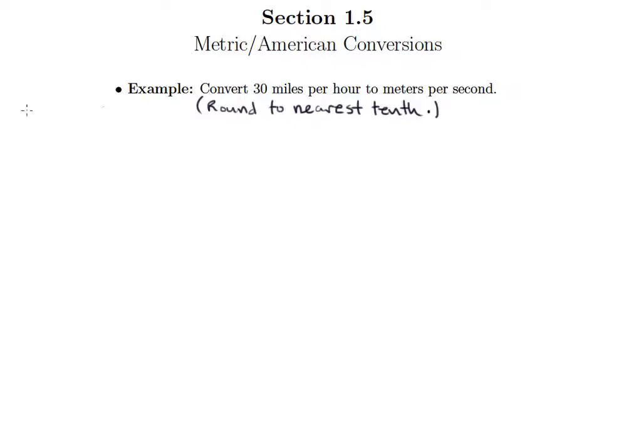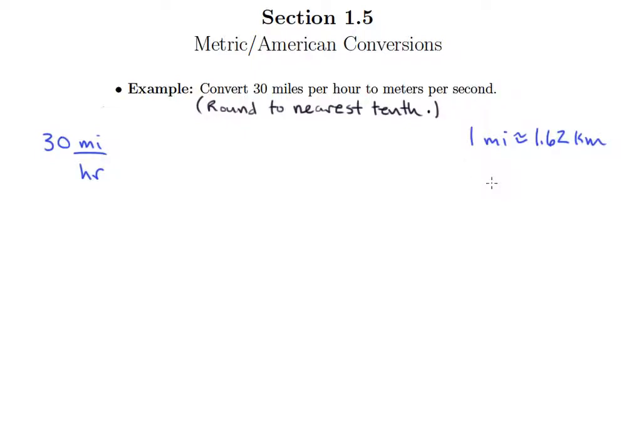All right, so we'll write down our 30 miles per hour. Miles on top, hours on bottom. And remember, we just focus on one unit at a time when we're doing these. So let's first take a look at miles. Now, if we look in our chart, we see a couple of conversions involving miles. We see that 1 mile is approximately equal to 1.62 kilometers.